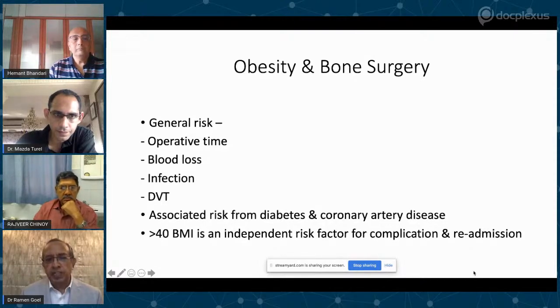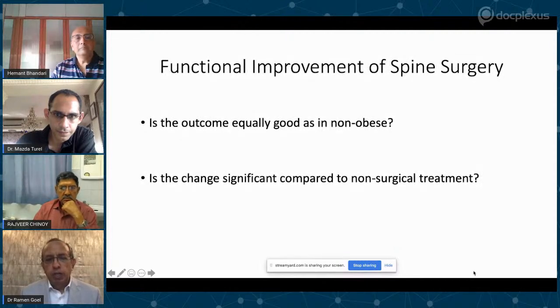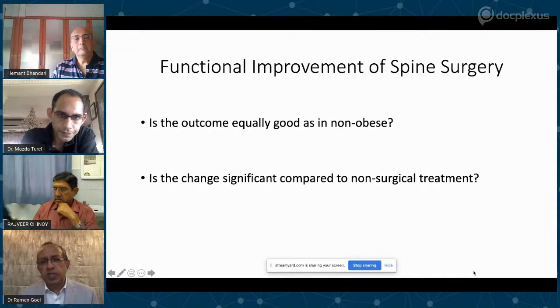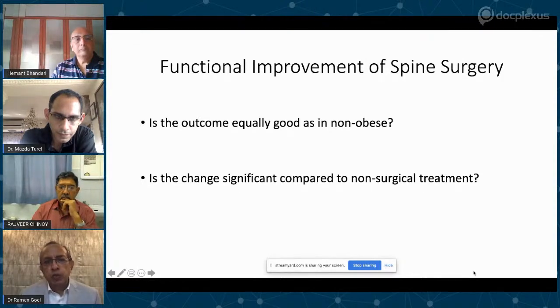after surgery, any surgery. Now, Mazda, would you tell me about the outcomes of surgery? One thing you said was that the outcomes are overall quite good when you do minimal access surgery, but are they as good as in non-obese persons? Surgical outcomes.